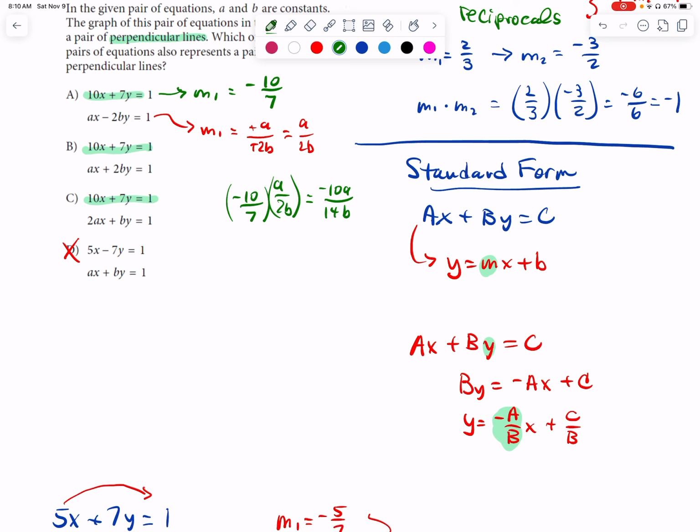I probably could have reduced it before I actually multiplied my fraction, but I didn't. So I can reduce this by a factor of 2. So that puts a 5 up here. This puts a 7 on the bottom. And like I said, I could have done that at the beginning. I could have just divided this 2 into this 10 here to get the 5 up top. Okay, so anyway, this reduces to a -5a over 7b.